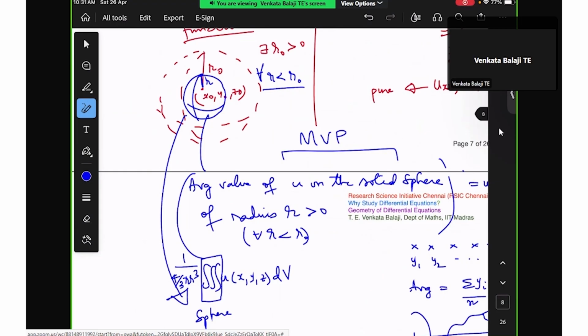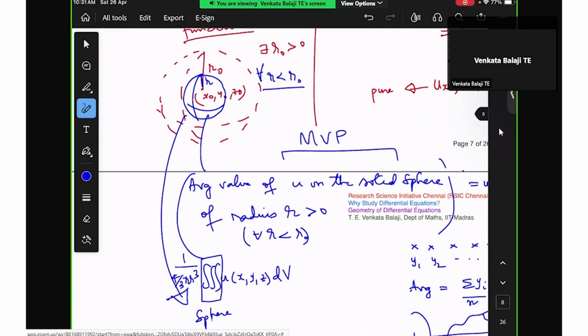So to repeat it, if a function is a solution of Laplace's equation, that means it is harmonic. And if it's harmonic, then it has what is called the mean value property. The value of the function at the center, at any point, is actually equal to the average of the function over any spherical region around that point. And this will happen up to some positive radius.